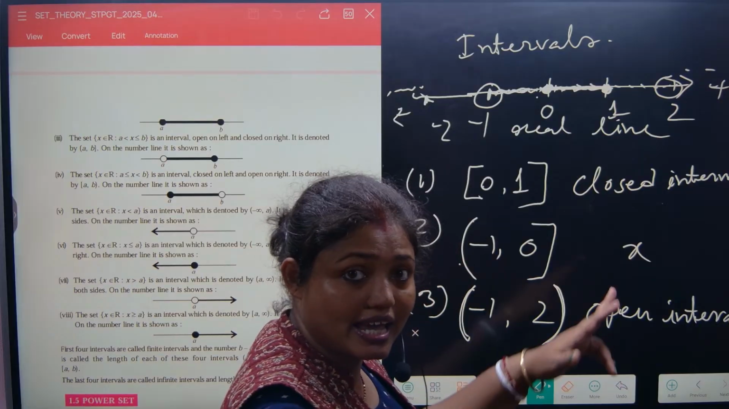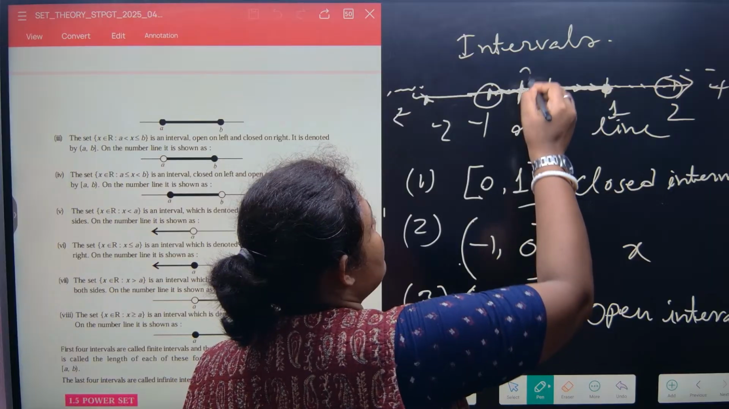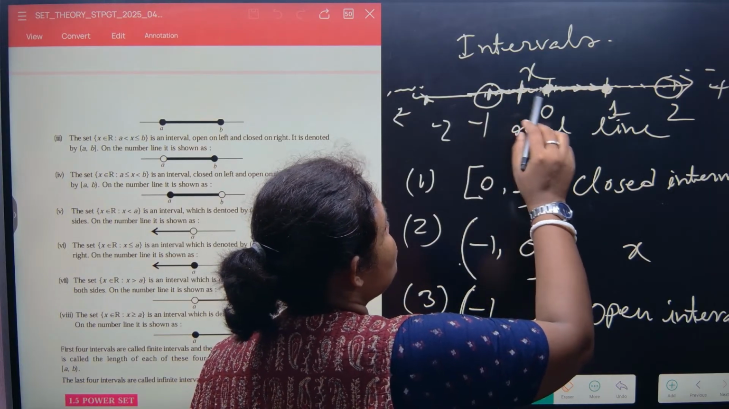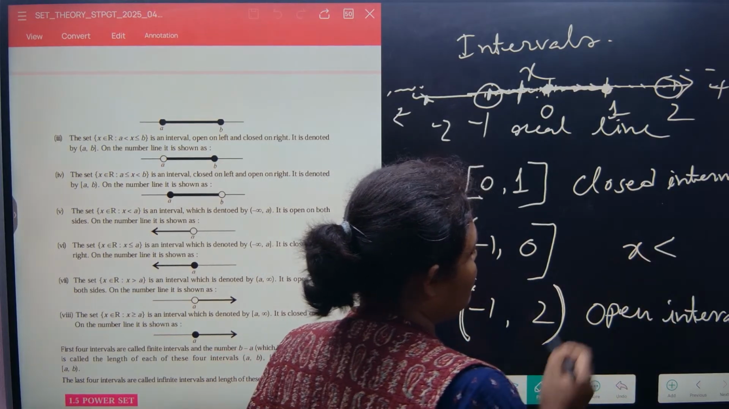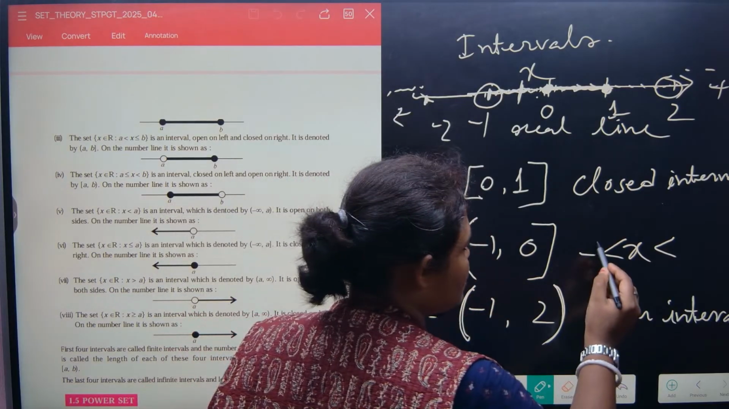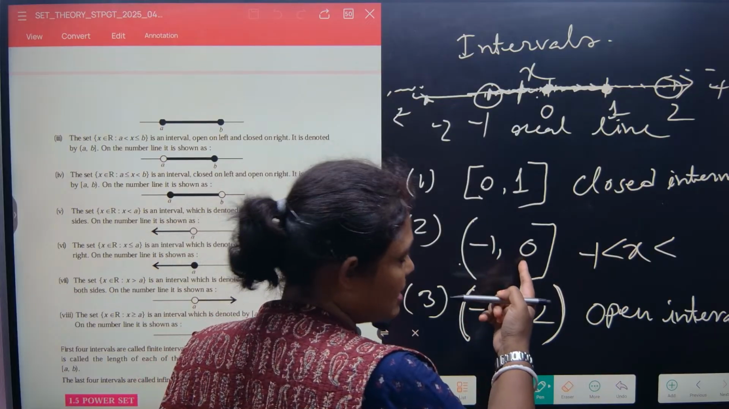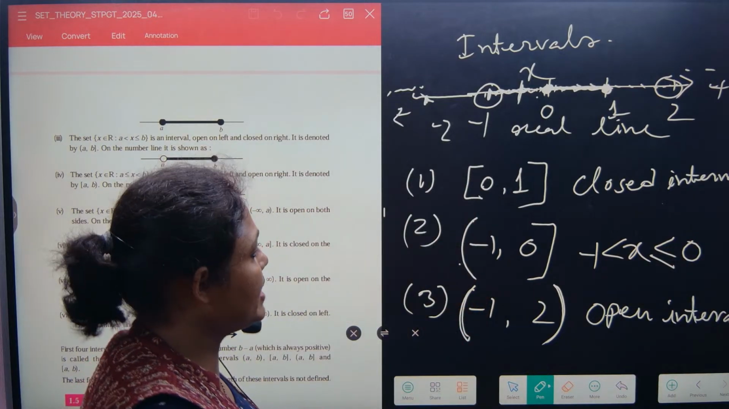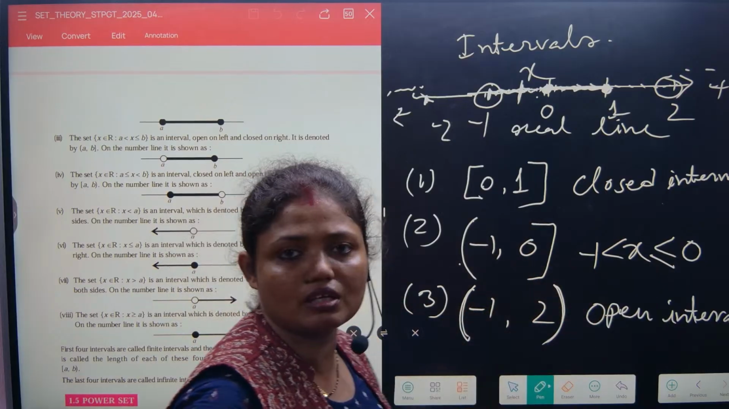And in terms of X, what can we write? Let us take X, an element within this interval, say from -1 to 0. How to write it? -1 is not included, so just write -1 is less than X. 0 is included, that's why we have to write the equal sign. For an included point, we must have an equal sign.